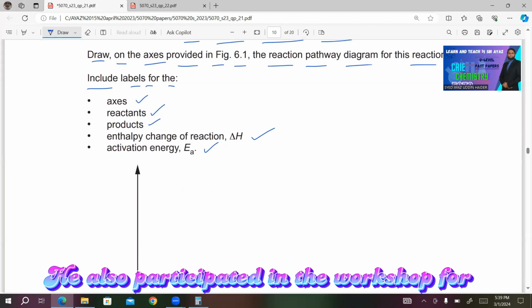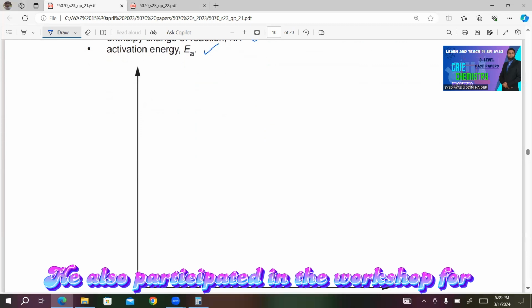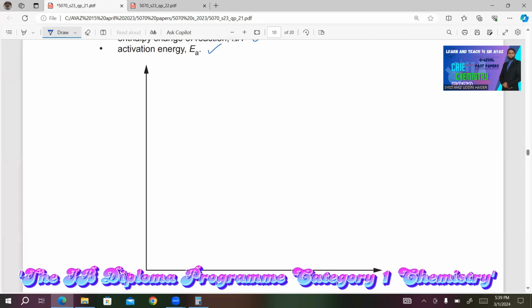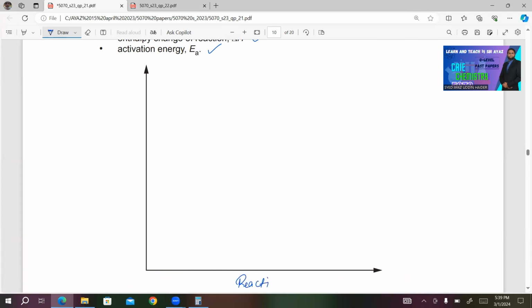So here we have to include axis on this diagram. On the x-axis we have reaction pathway. So write reaction pathway here. You can even write time. And on the y-axis you have temperature or energy. If you're writing temperature, then we have to mention centigrade, or energy. Energy, it's up to you if you write kilojoule.